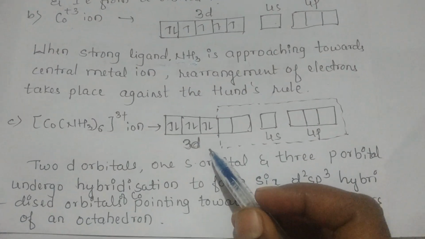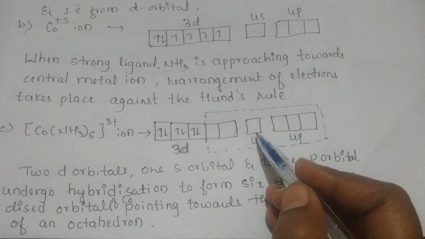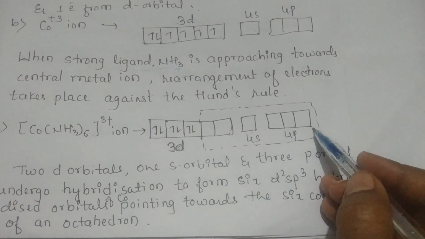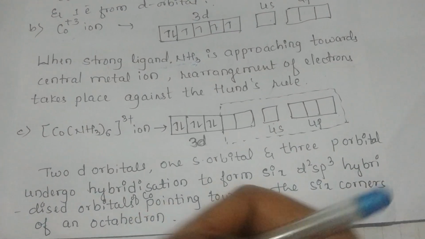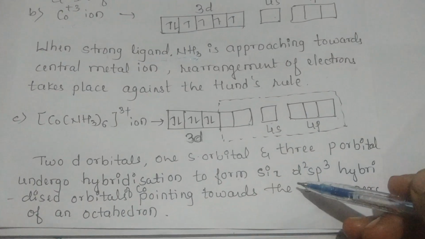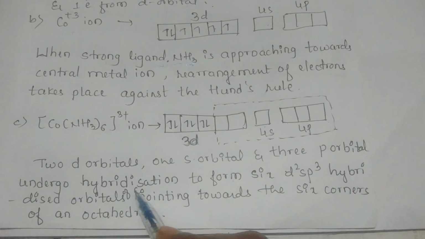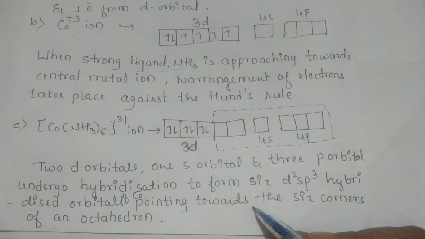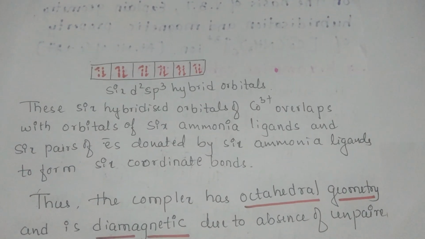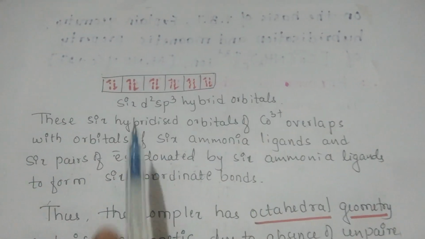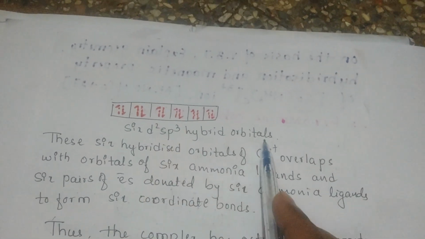Now the available orbitals for hybridization are 2 d orbitals, 1 s orbital and 3 p orbitals. These 2 d orbitals, 1 s orbital and 3 p orbitals undergo hybridization to form 6 d2sp3 hybridized orbitals of cobalt, pointing towards the 6 corners of an octahedron. These 6 orbitals, the 2 d, 1 s and 3 p orbitals, are the hybrid orbitals.